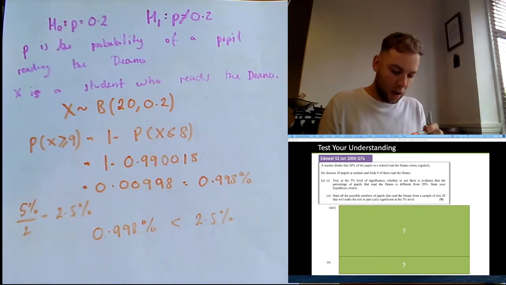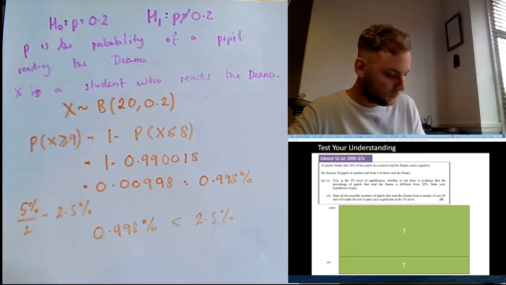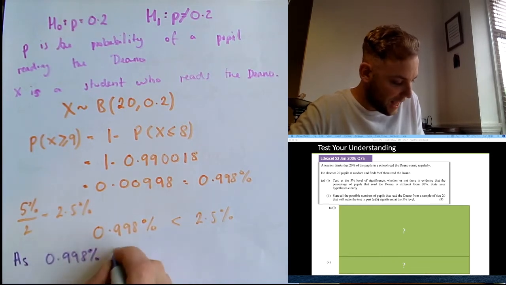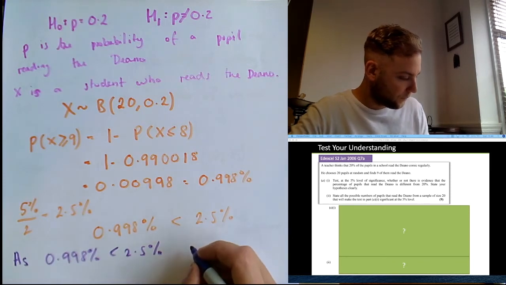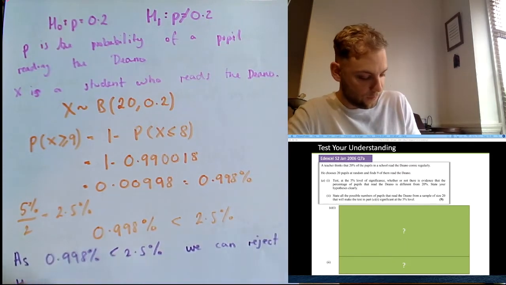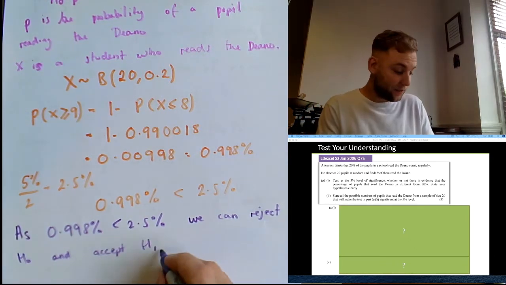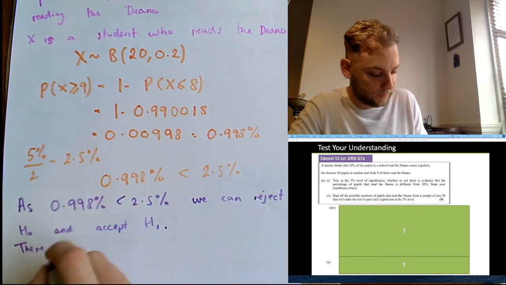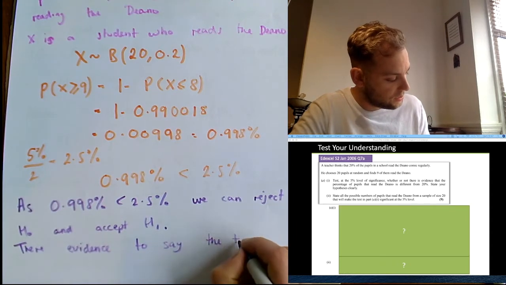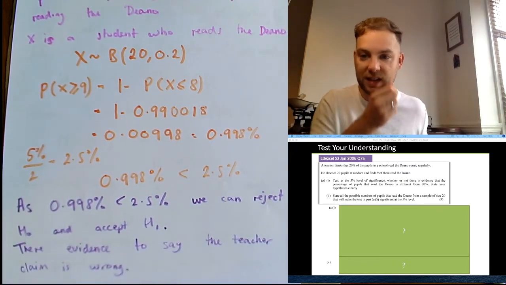And actually, we do not think the probability is equal to 0.2. So let's just make that really clear. As 0.998% is less than 2.5%, we can reject H0 and accept H1. So there is significant evidence to say that the teacher's claim is wrong. So there's enough evidence to say that the teacher's claim is wrong.